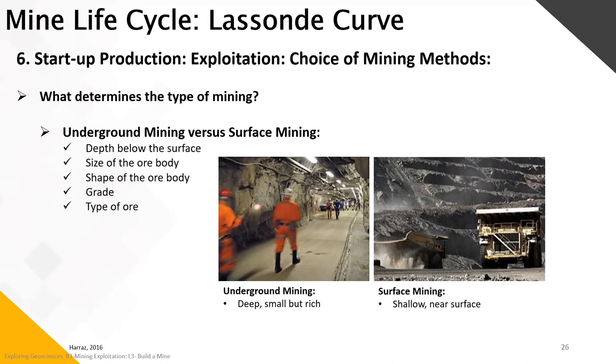So what determines the type of mining? First, between underground mining and surface mining, there are five major factors, again geological: the depth below the surface of the position of the deposit, the size of the ore body, the shape of the deposit, the grade, and the type of ore. So understand that underground mining is mainly for deeper ore bodies, which are richer with high grades, and surface mining is for shallow ore bodies near the surface and usually with lower grade.